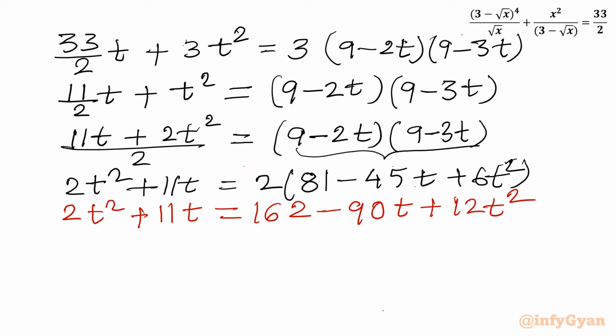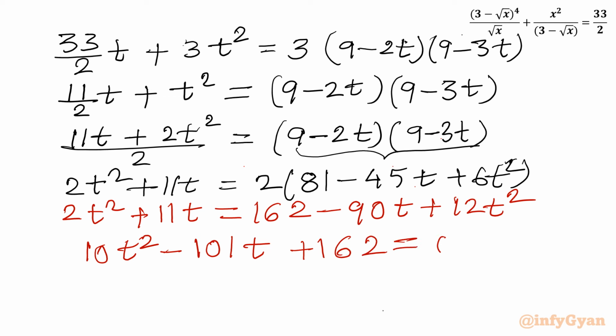Take all the terms to RHS. 12t square minus 2t square, 10t square. Now minus 90 minus 11, so minus 101t and plus 162 equal to 0. Now this is one quadratic equation in t. I will use the method of factorization. So let me write here 10t square minus 101t plus 162 equal to 0.